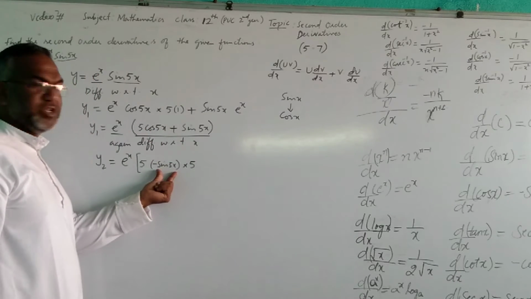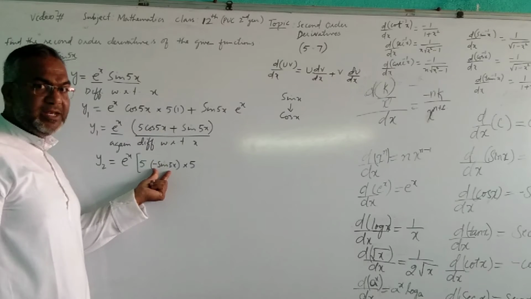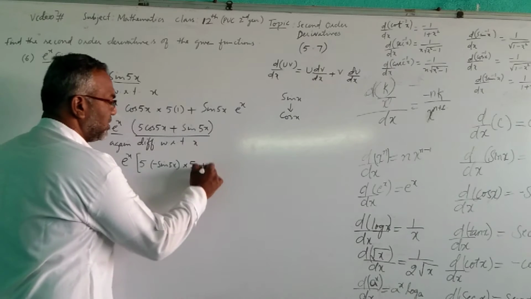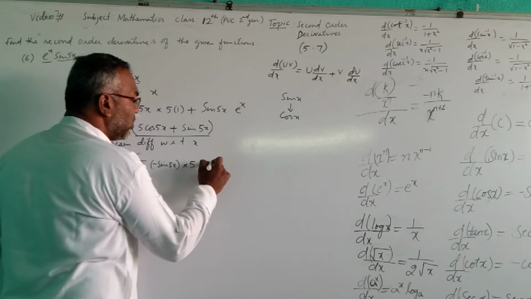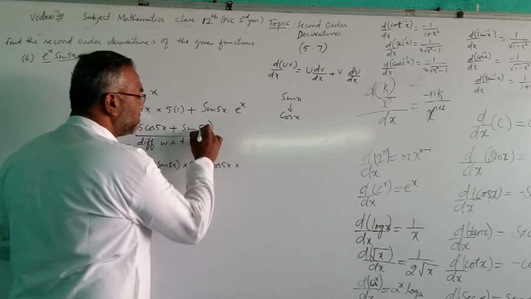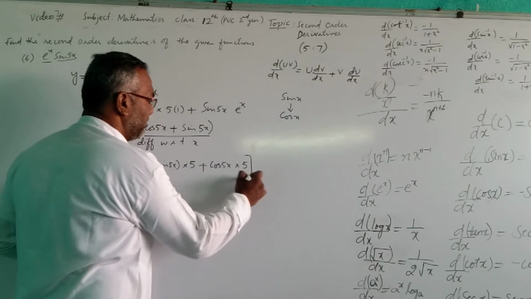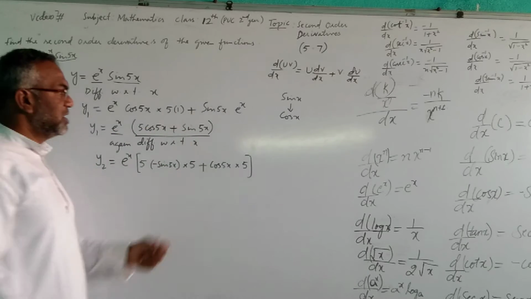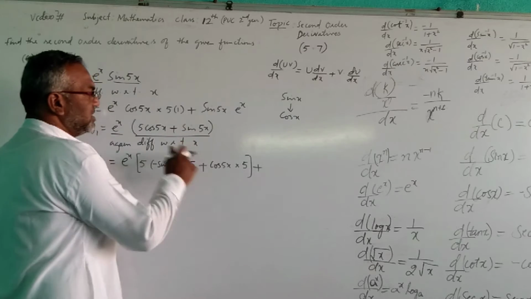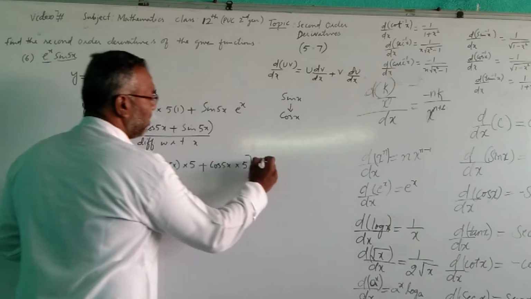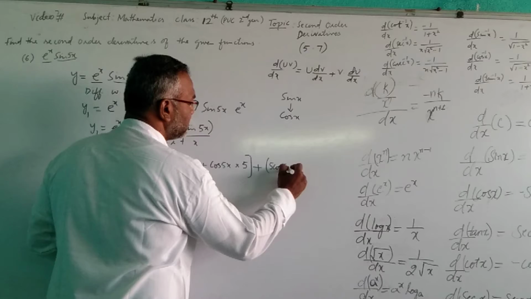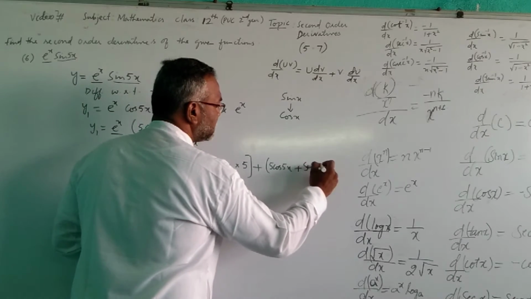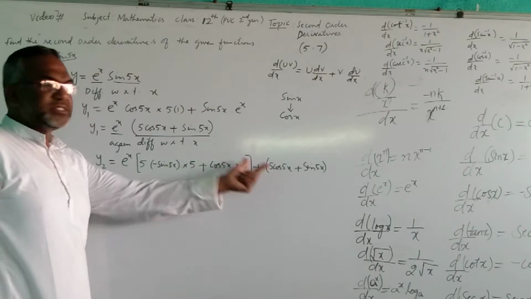Again it is a composite function. Differentiation of cos is minus sin, then differentiation of 5x is 5. So plus sin 5x differentiation will be cos 5x into, then differentiation of 5x we have to do, that is 5. So u as it is, differentiation of v is over, plus v as it is, that is 5 cos 5x plus sin 5x as it is, v as it is, differentiation of u.